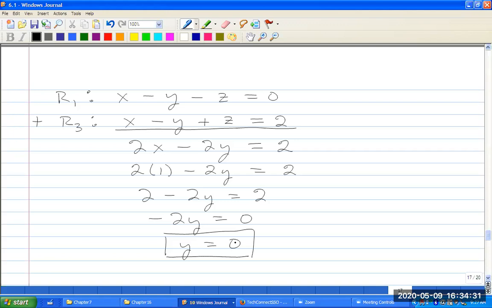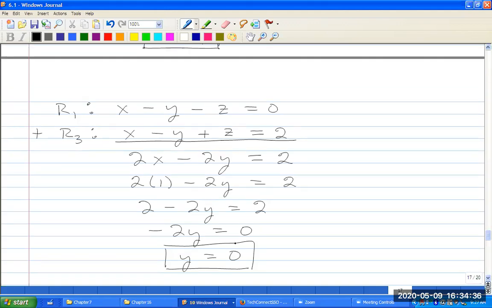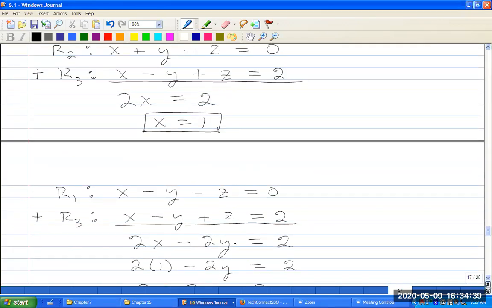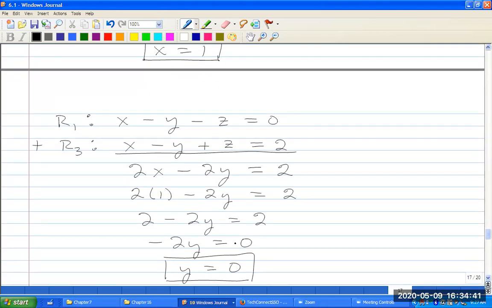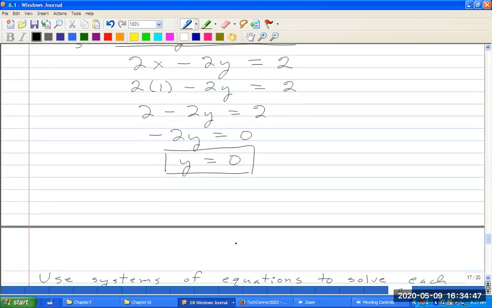Okay, good. So now I know both x is 1 and y is 0. I can use that to solve for an unknown, say z. So let's plug that into R3. Again, I can use any equation so long as it includes just the unknown that I'm trying to solve for, and the other knowns.